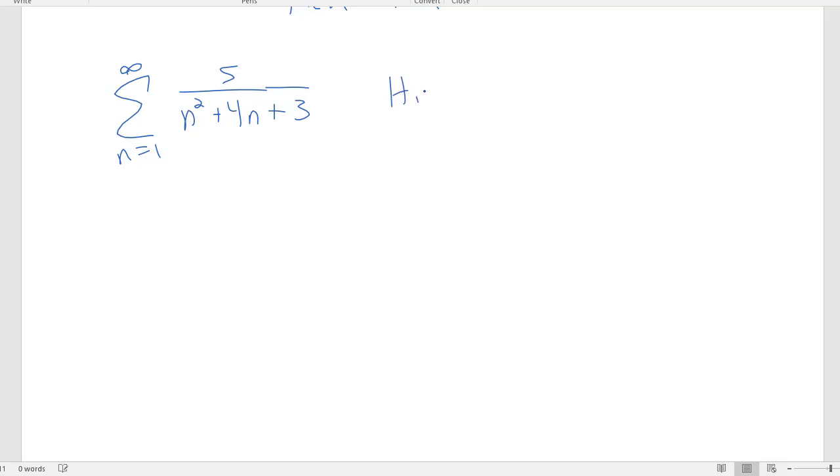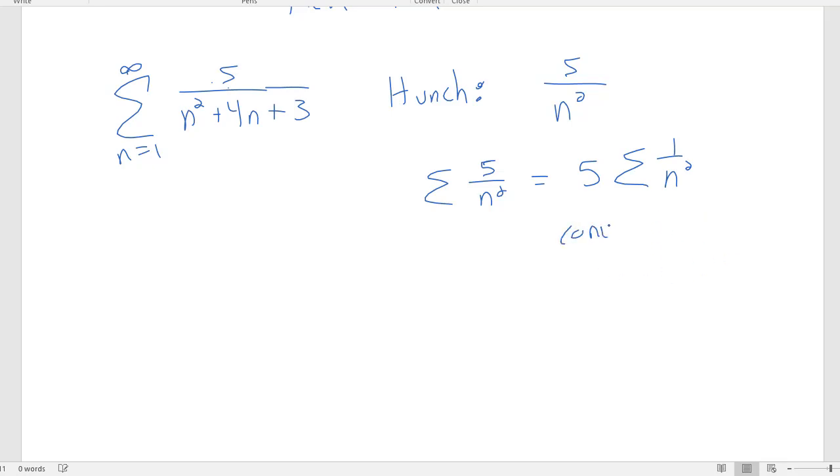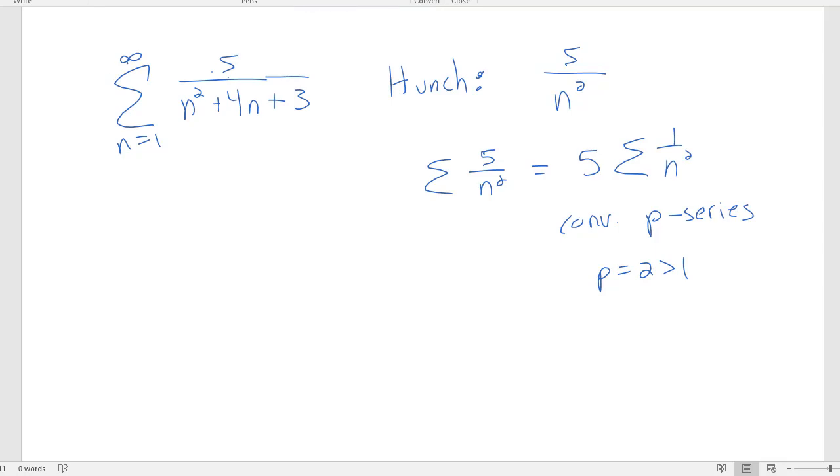So the first thing I'm going to do within the context of this section is take a hunch. I know that as n goes to infinity, the numerator is constant, and the denominator has the largest term of n squared. So when I think of the sum of 5 over n squared, I could pull the constant out, and what I really have is a convergent p series. P is 2, which is greater than 1. So my hunch is that my series converges.